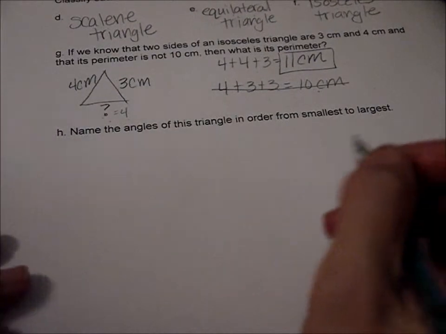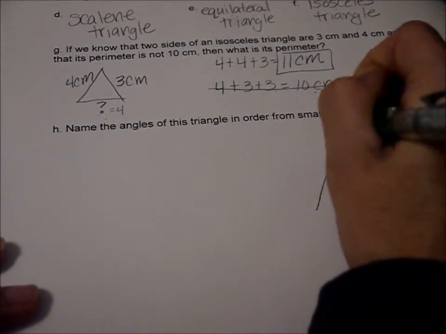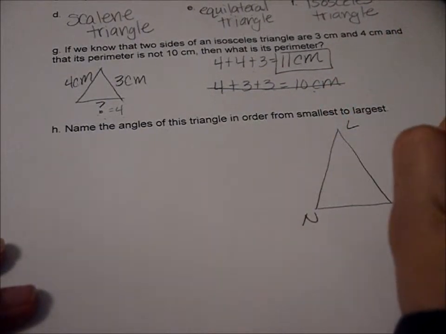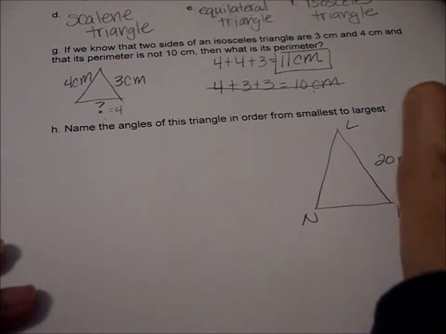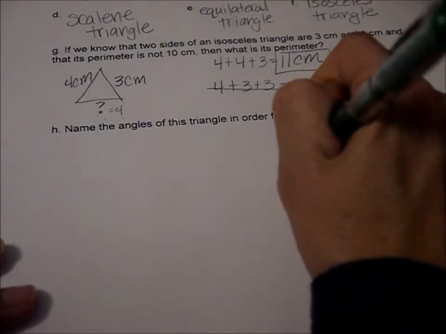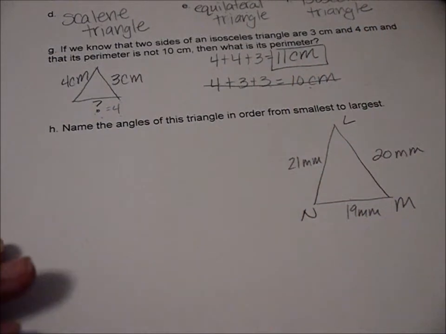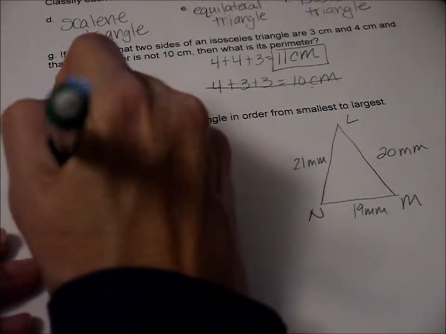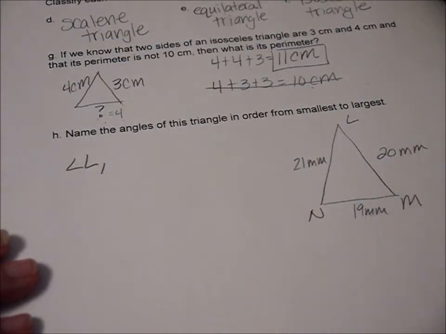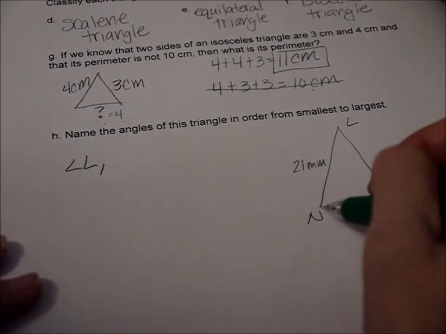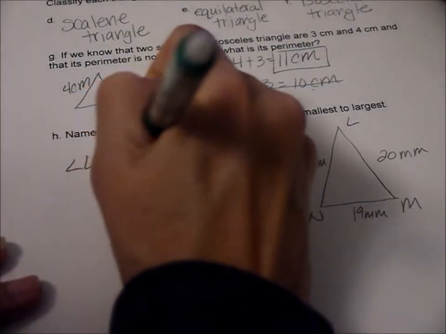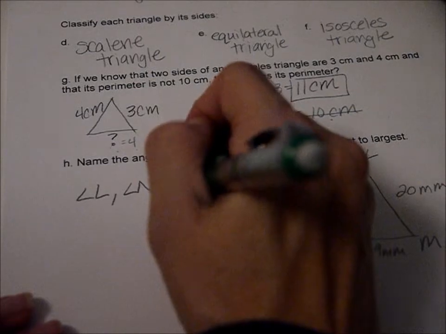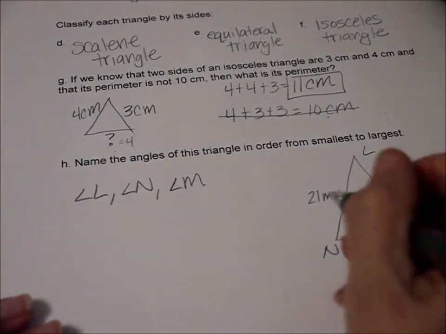Well, okay, letter H. Name the angles of this triangle. They gave us... I want to make sure we use the right notation on this. Name them in order from smallest to largest. Okay, so angle L is the smallest because its opposite side is the smallest. Angle N is second smallest or second largest, I guess you could say. And angle M is the biggest because its opposite side is the biggest.